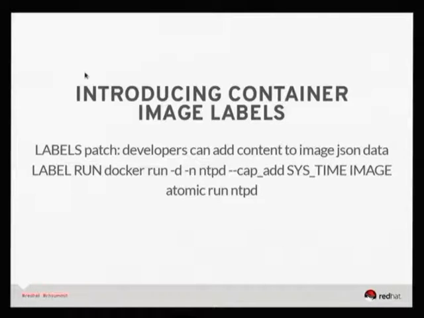So it says label run, docker run -d, ntp, systrace. So this is the run command for running this application. If I now go out to the atomic command, I can do an atomic run on this application. It will read the JSON data in there and figure out how to run it, and it will actually exec that exact command. It's as simple as that, right?